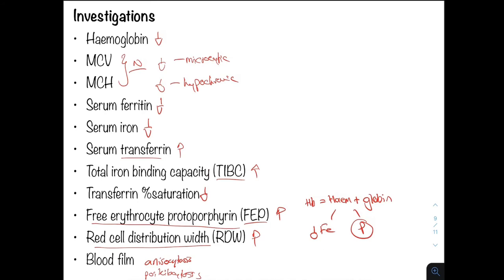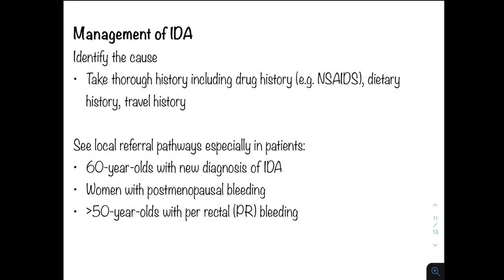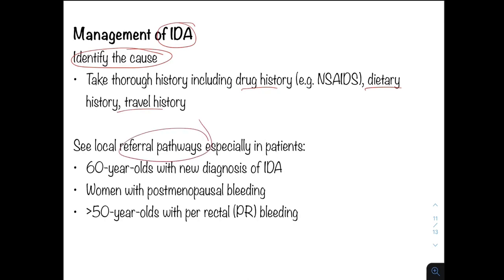Once you have established that there is an iron deficiency anemia, you want to manage the patient to relieve their symptoms and hopefully cure them. The first step is to identify a cause, and a thorough history should elucidate this. Be sure to ask about the drug history, the dietary history, and the travel history. Make sure you are familiar with the local referral pathways, especially in these cohorts of patients, as there might be a more sinister underlying cause for the anemia, including cancer.